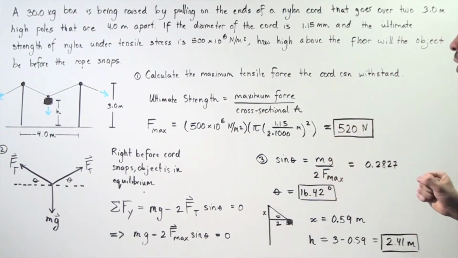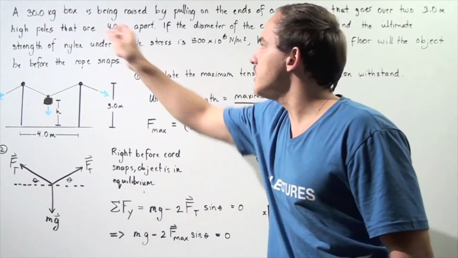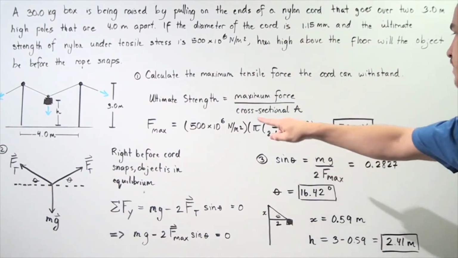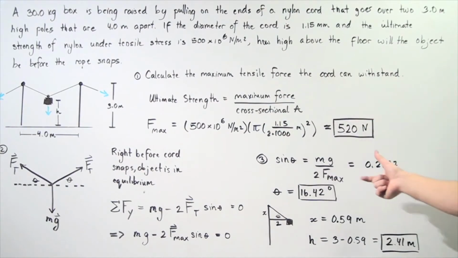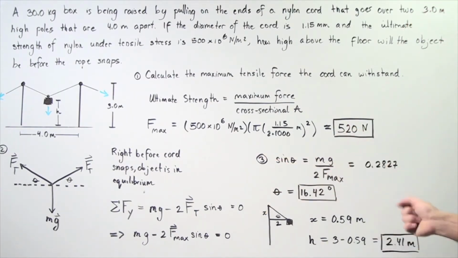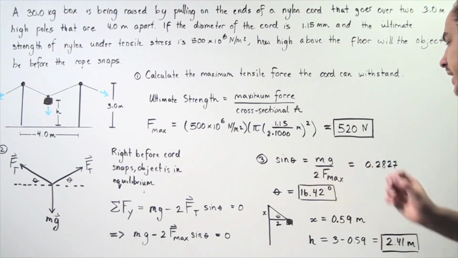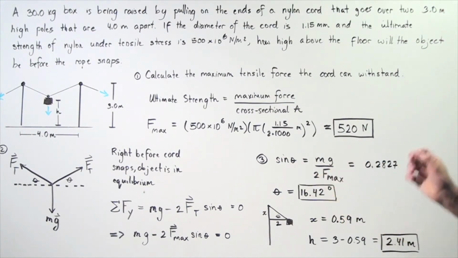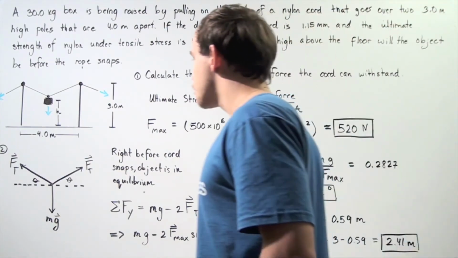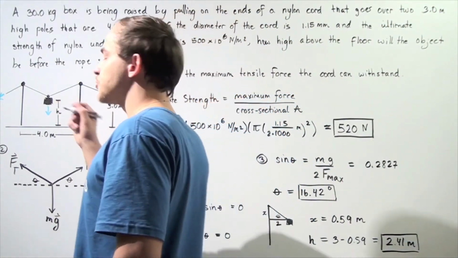We plug in our quantities. M is 30 kilograms, g is 9.8 meters per second squared, and F max is 520 newtons. And we get 0.2827. Now we take the inverse sine of this quantity and we get an angle of approximately 16.42 degrees. So this angle corresponds to this angle in this triangle.